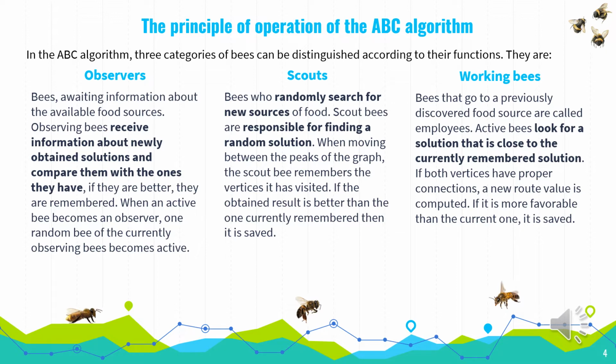Working bees, also called active bees, are bees that go to the previously discovered food sources. They are also called employees. Active bees look for a solution that is close to the currently remembered solution. If both vertices have proper connections, a new road value is computed. If it is more favorable than the current one, then it is saved.